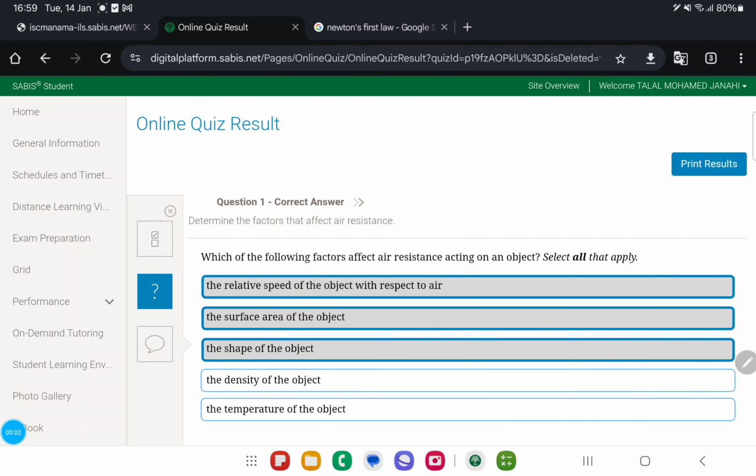Hey guys, today I'll be explaining the physics quiz for week 5, term 2. Alright, so let's begin. Question 1.